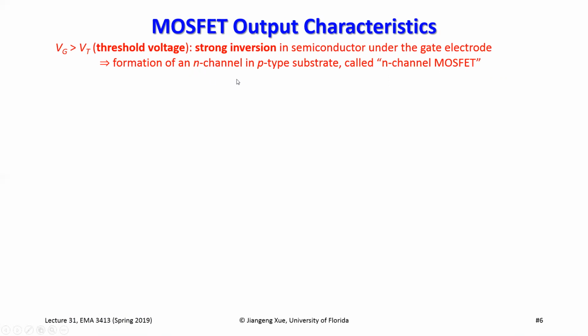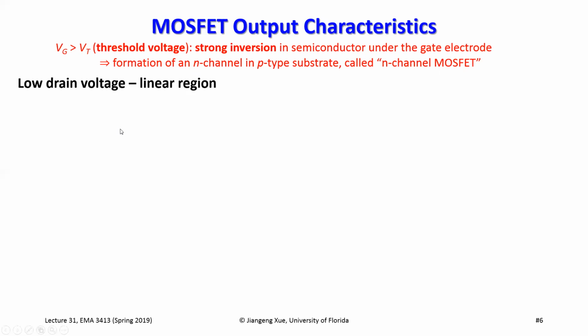If we have a p-type semiconductor, then we need to apply high enough gate bias to induce this electron channel. So in this case, we call it n-channel MOSFET, and this gate voltage has to be greater than a certain threshold voltage. Now, you can have an n-type semiconductor as a substrate, then you will create a p-channel, and in that case, the gate voltage will be negative if you want to generate that hole channel. So in that case, the gate voltage will be lower than a certain threshold voltage.